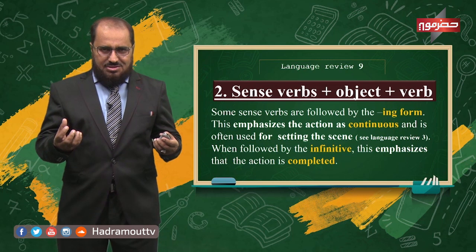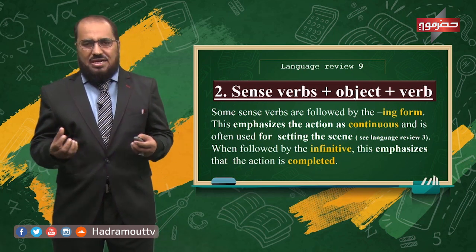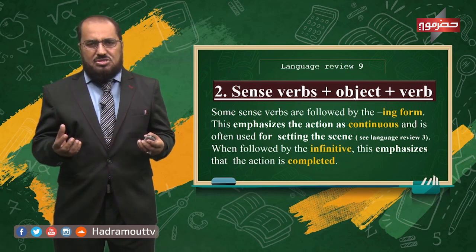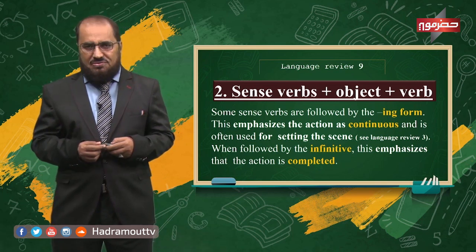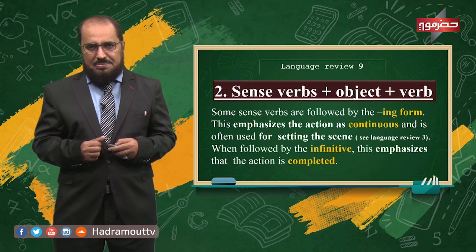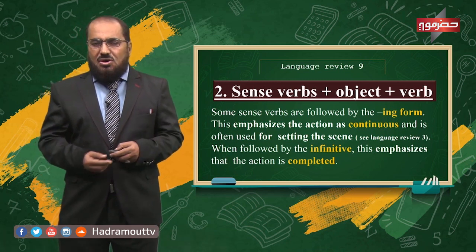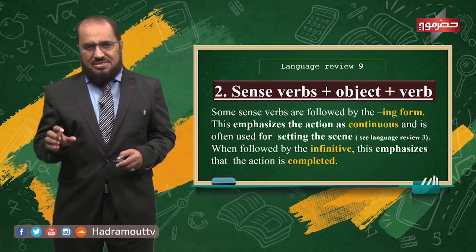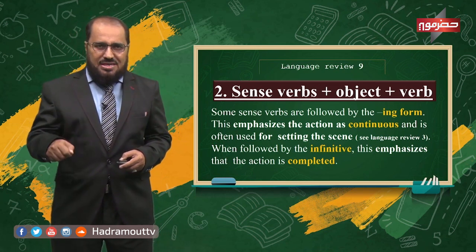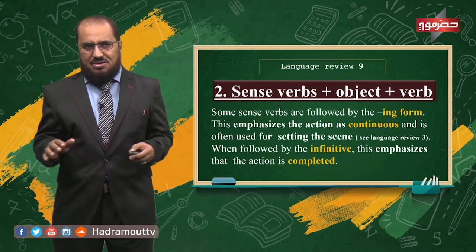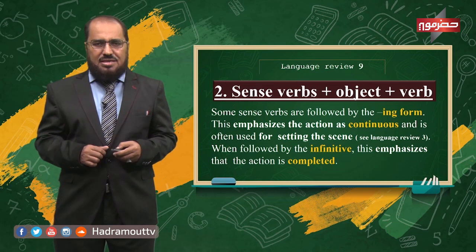إبراز المشهد. Okay? Why we use continuous after since verbs sometimes? That is to set the scene. And this is what we have discussed in language review 3, if you still remember. Okay? To set the scene. Or can be followed by infinitive. That's to emphasize completion. That is, the scene is completed. Okay? Or the action is completed.